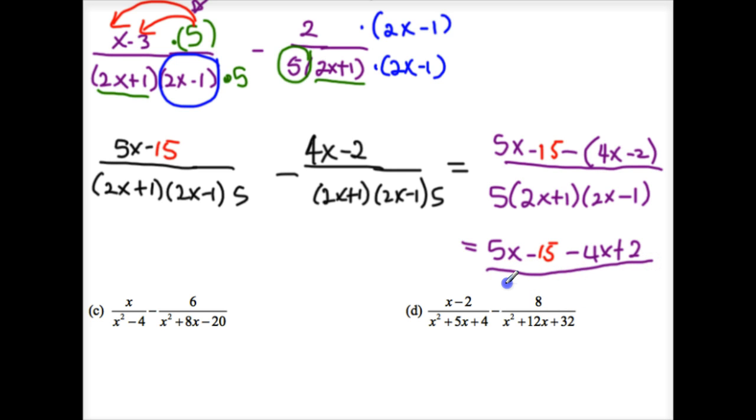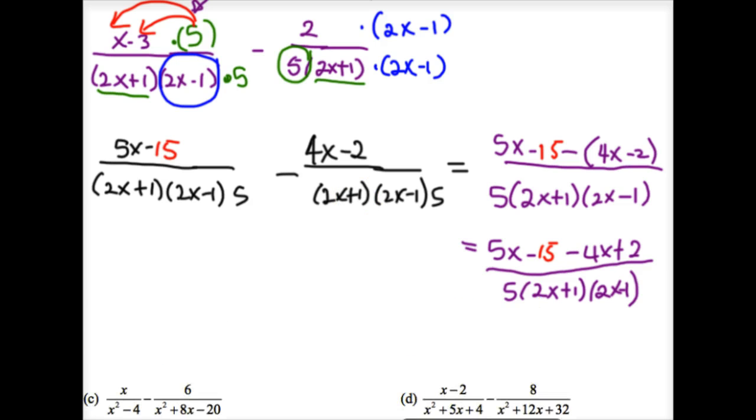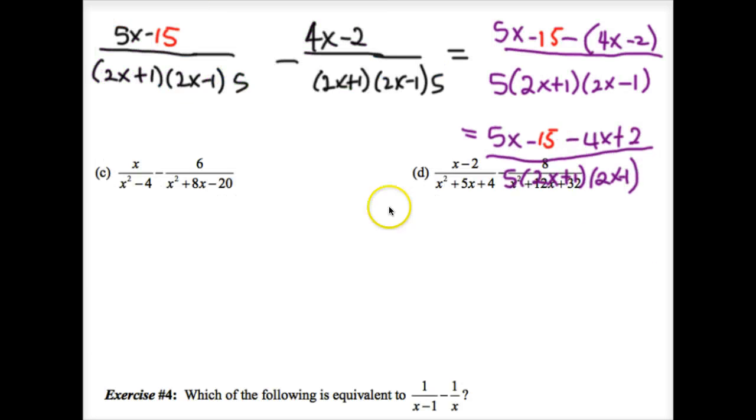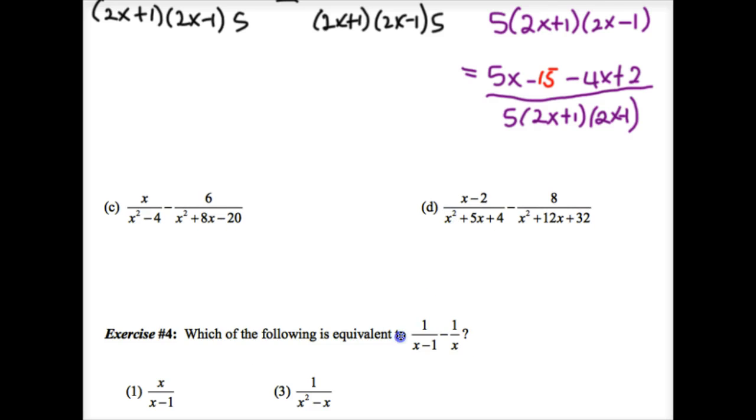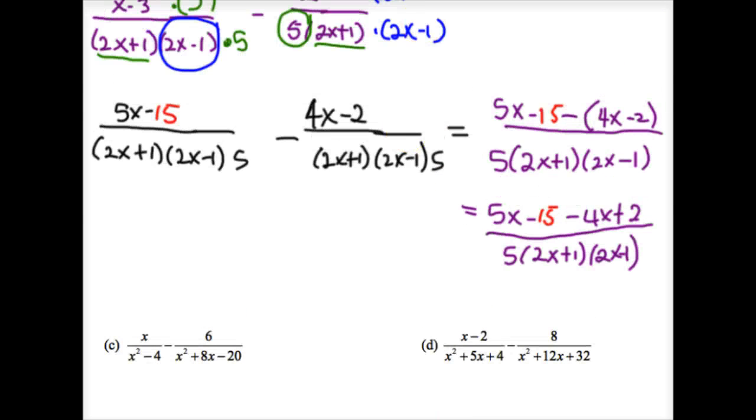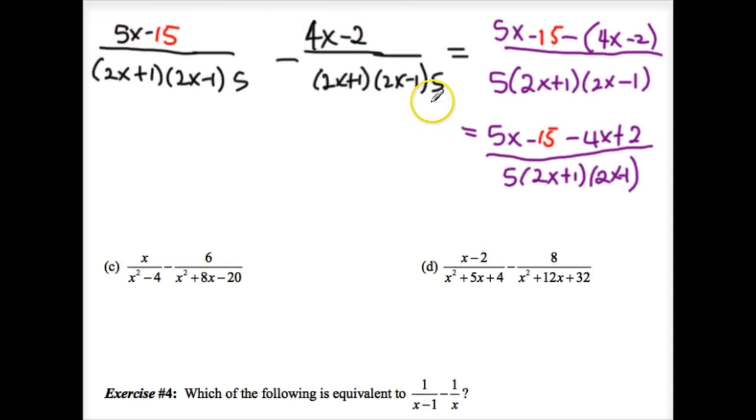Now all of this is over my same big denominator that I just had, and I want to simplify. This is a long question. Plus we have a Regents question at the bottom. So my last and final step is just to simplify this, combining my like terms.